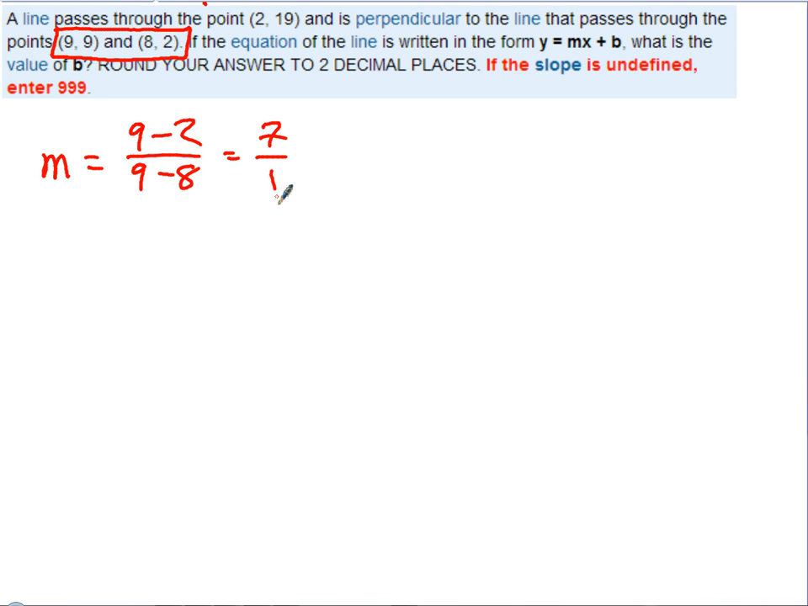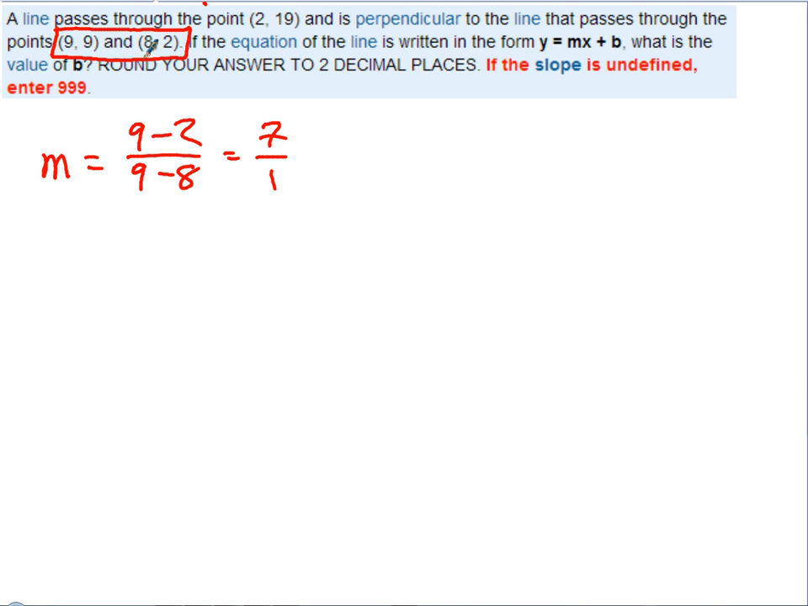I have to either subtract the left values from the right values both times, or the right values from the left values. I have to just do the same thing both times. In this case, the reason I did this is so I get positive numbers. I just subtracted 9 minus 2 and 9 minus 8, so they'd both be positive instead of both negative. Either way, I get the same answer. I get 7 over 1. So that's my slope.